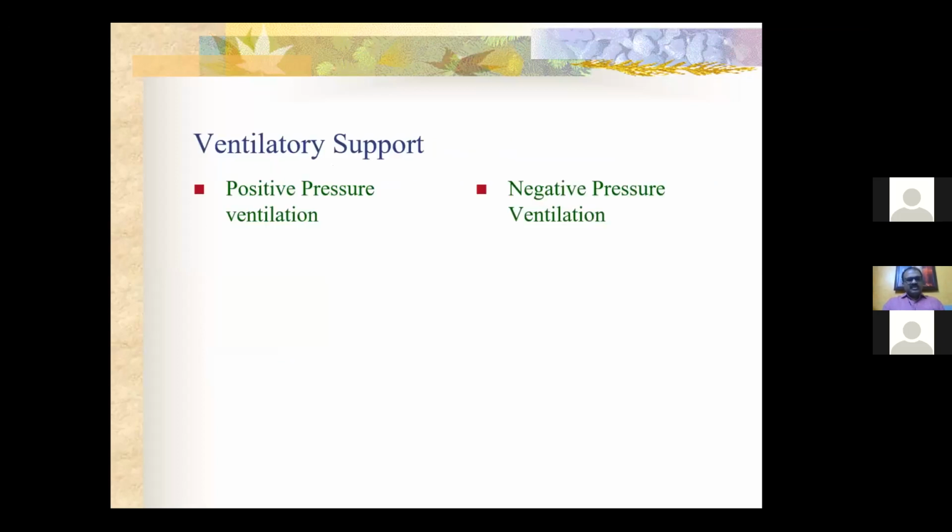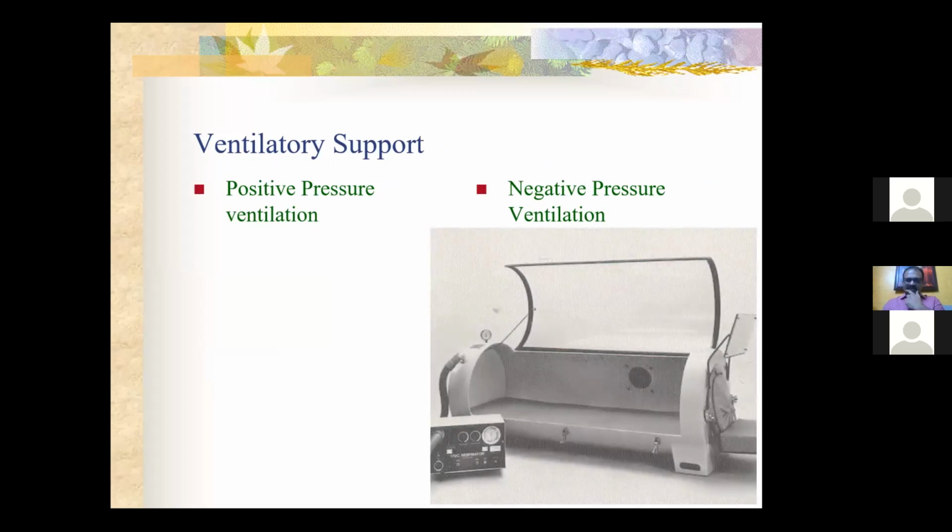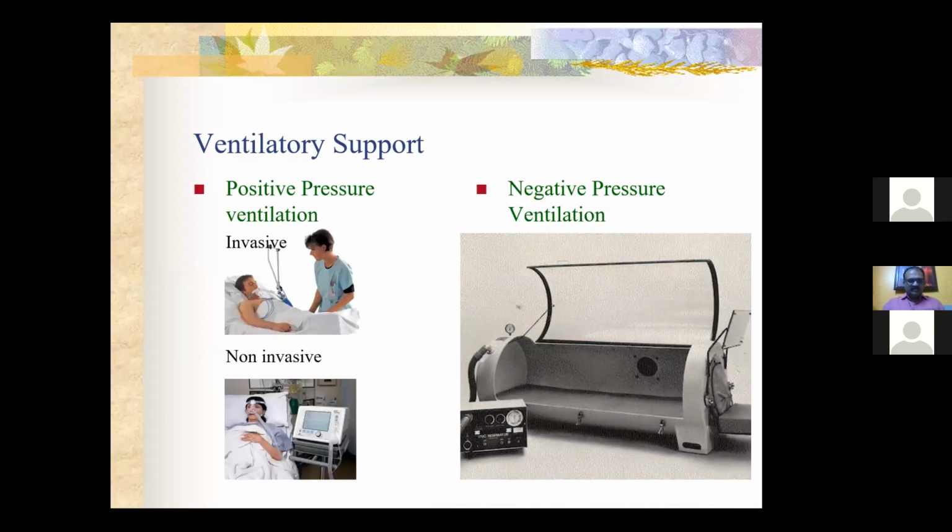If you take up ventilator support, it can be of two types actually. Now we usually use positive pressure ventilation, but there was a time when there was negative pressure ventilation also, like during the polio times. Now what we use is basically positive pressure ventilation, and there are two types. One, as you all know, is the invasive type and the other is the non-invasive type. We discussed the non-invasive type last time, so we'll be going for the invasive type this time.